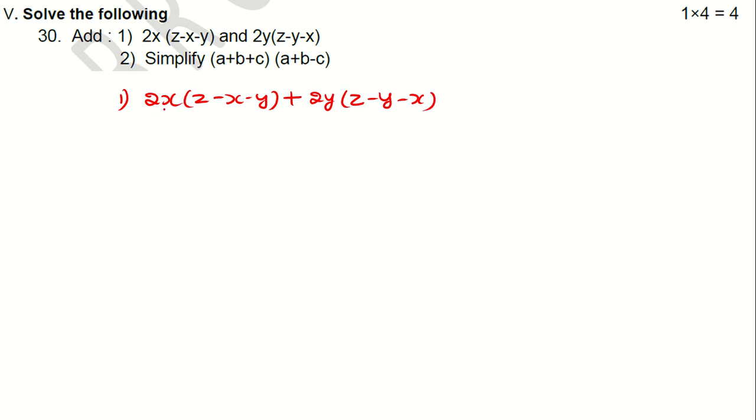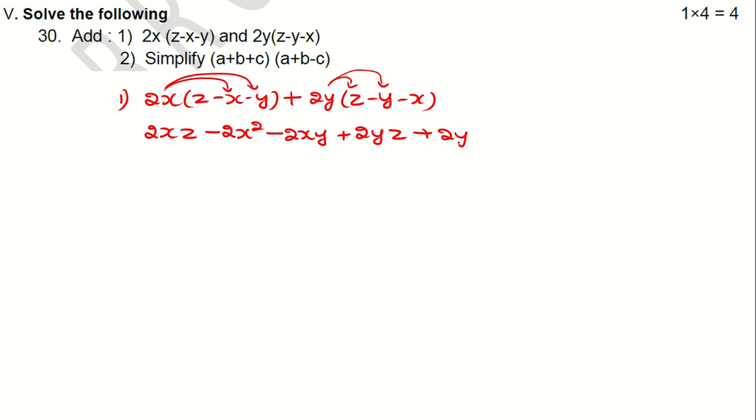Here we have to multiply this 2x to the z, that becomes 2xz. Plus into minus is minus, you have to multiply this to x also, 2x into x, that becomes 2x square. Here we have to multiply this y also, that becomes 2xy. Then if you multiply 2y to the z, that becomes 2yz, and if you multiply 2y to the y, you get plus 2y square, and also if you multiply it to the x, minus 2xy.